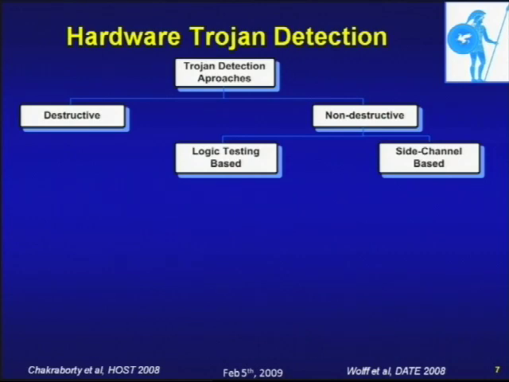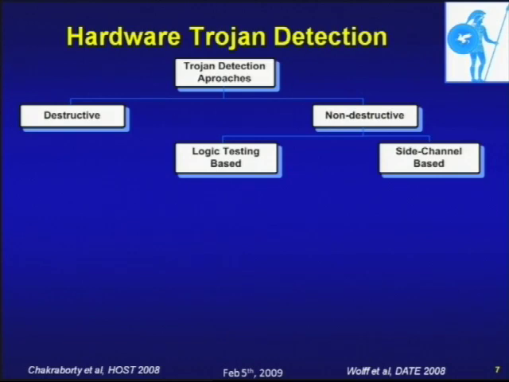But this approach is again very difficult to make successful, because the attacker will make sure that the Trojan is activated only under a very rare condition, so that during testing it's very difficult to activate it and find it out. Another interesting approach which we are looking into actively is called the side channel approach, where you monitor a side channel parameter like current or power signature, so that you can find out if something additional is there inside the IC. Now this is an effective approach, but of course there are some challenges.